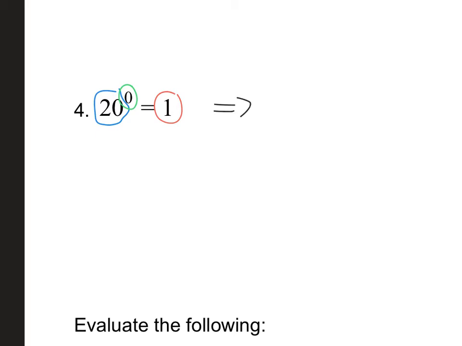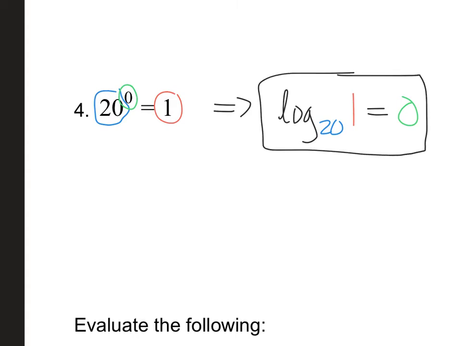So let's rewrite this as a logarithmic expression. So we have log base 20 of 1 equals 0. And that holds true. Again, go ahead and check in your calculator if you don't believe me. Put in log base 20 of 1 and see if that equals 0. It's going to equal 0.